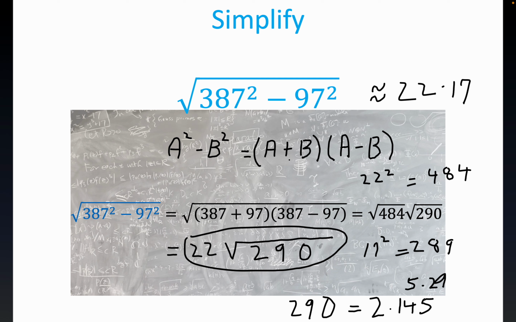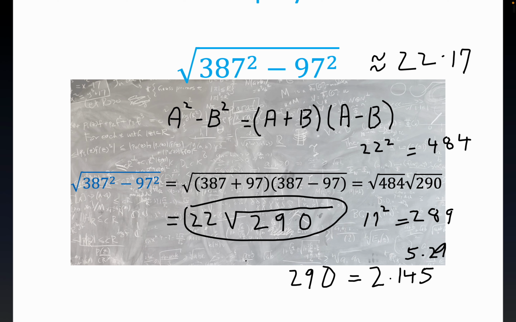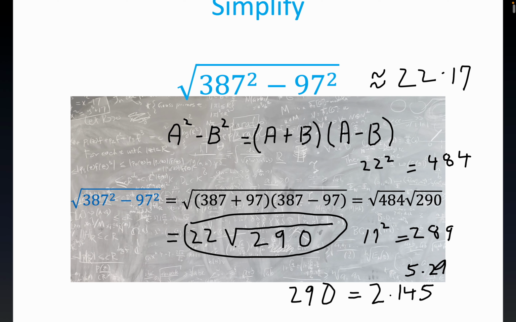But again, these kind of problems are designed to work. You know, one of these factors has to be a perfect square. Otherwise you wouldn't even be getting to first base really in terms of simplifying it. So anyway, the final answer is 22 times the square root of 290.